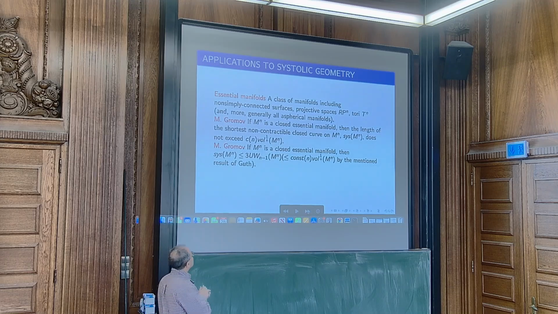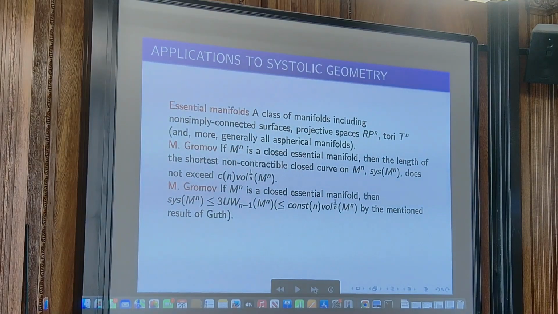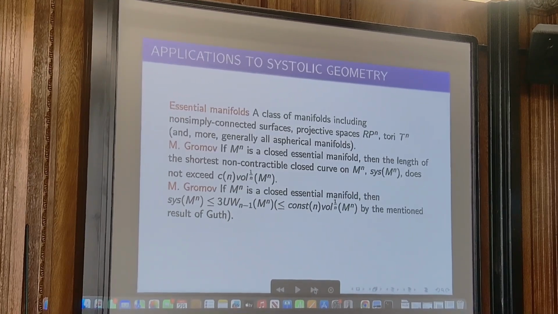starts from a famous theorem by Gromov that says that if Mⁿ is a closed essential manifold, then the length of the shortest non-contractible closed curve of Mⁿ, denoted by sys of Mⁿ and called the systole, does not exceed the volume to the power 1 over n times a dimensional constant. So what are essential manifolds? It's a certain class of manifolds.